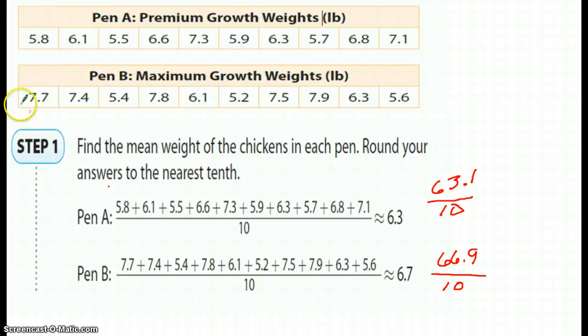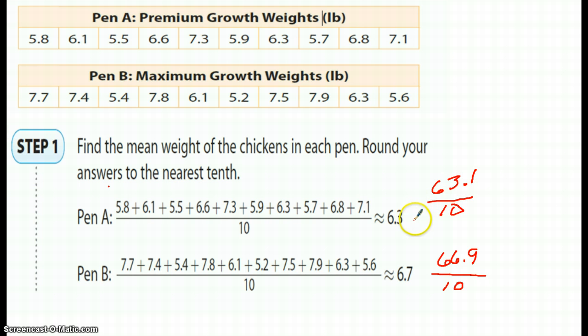Okay, so step one, here's what the author says we need to do, is find the mean. So for mean absolute deviation, let's find the mean weight of chicken in each pen. So we add each one of the weights up. And I know you recall that when you're adding decimals, you place number under number, so that'll be decimal under decimal. And that way you add like that. So anyway, we add these numbers up, we get 63.1. So when we divide 63.1 by 10, we'll get 6.31.